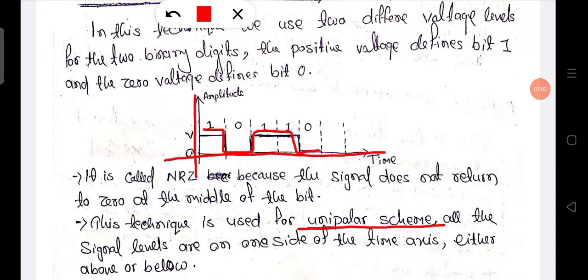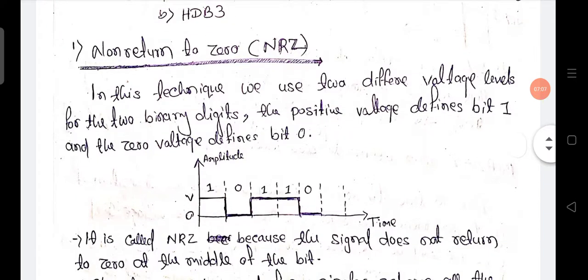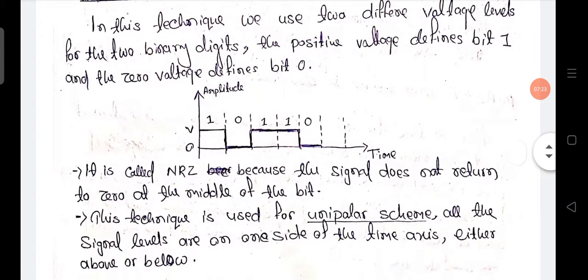And why is it called non-return to 0? What do you understand from non-return to 0? That means the signal does not return to 0. It is called NRZ, non-return to 0, because the signal does not return to 0 at the middle of the bit.